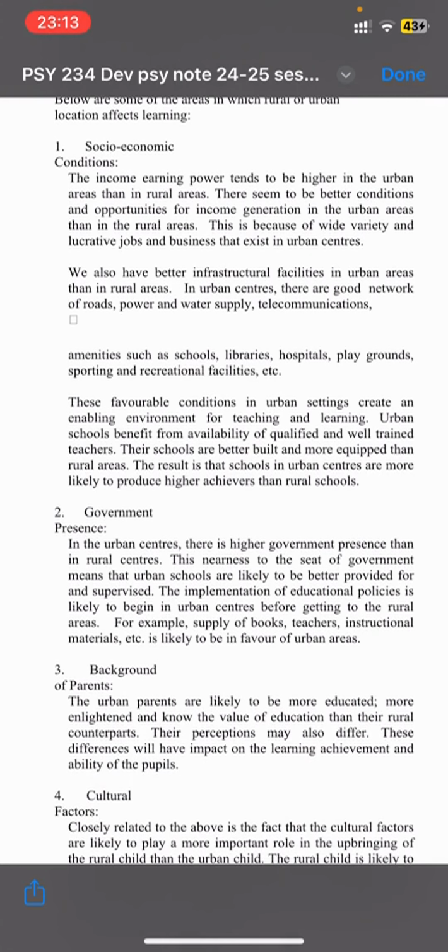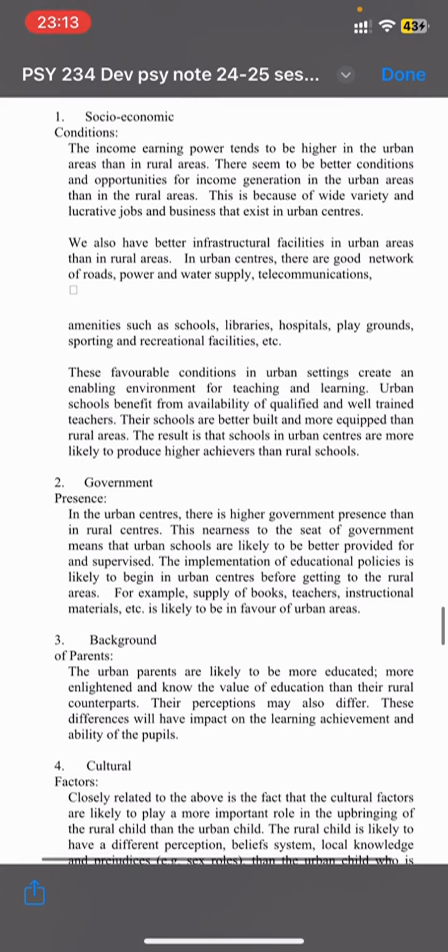Urban schools benefit from availability of qualified and well-trained teachers. Like, what I mean is, a rural person or a person that's born there will understand how to fish more, or will understand how to set traps, or will understand how to make fires or stuff like that. So he's also just as qualified in different aspects. But let's not. Government presence.